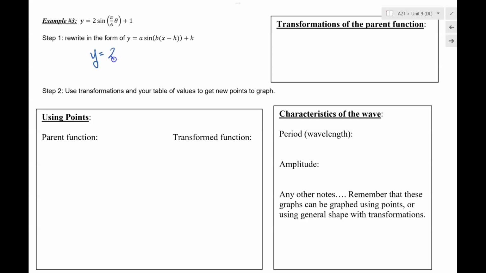So y equals 2 times the sine of pi over 6 times theta. Remember, theta is the angle measure. When we're going around the unit circle, the angles are always our x values. Well, technically it's cosine, so sorry. But theta represents the input. So transformations, if a is 2, that means we have a vertical stretch.